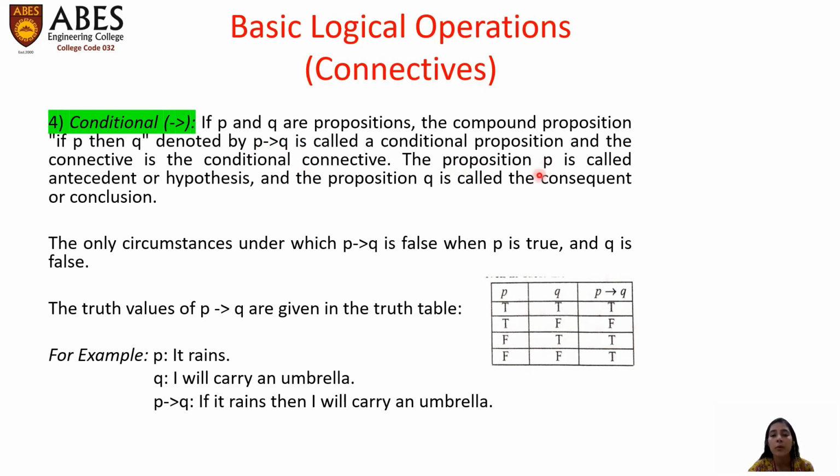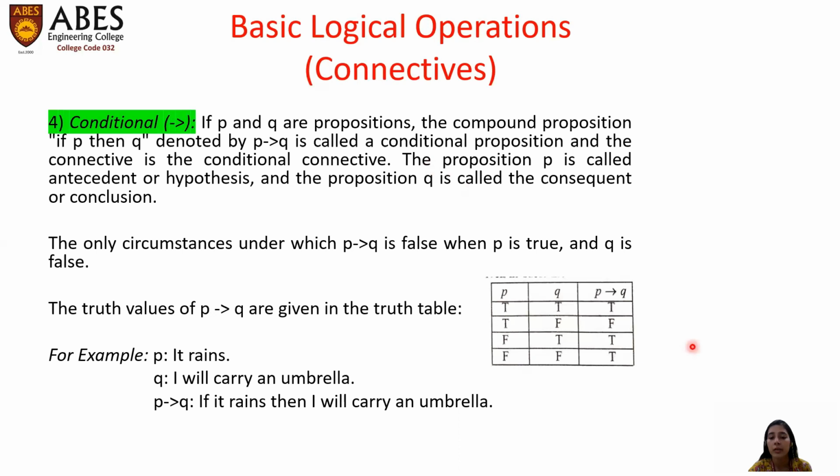In this case, proposition P is called the antecedent or hypothesis, and proposition Q is called the consequent or the conclusion. P is the hypothesis and Q is the conclusion, and if the logical connective between these two propositions is conditional, in that case the conditional logical connective will be read as if P then Q.